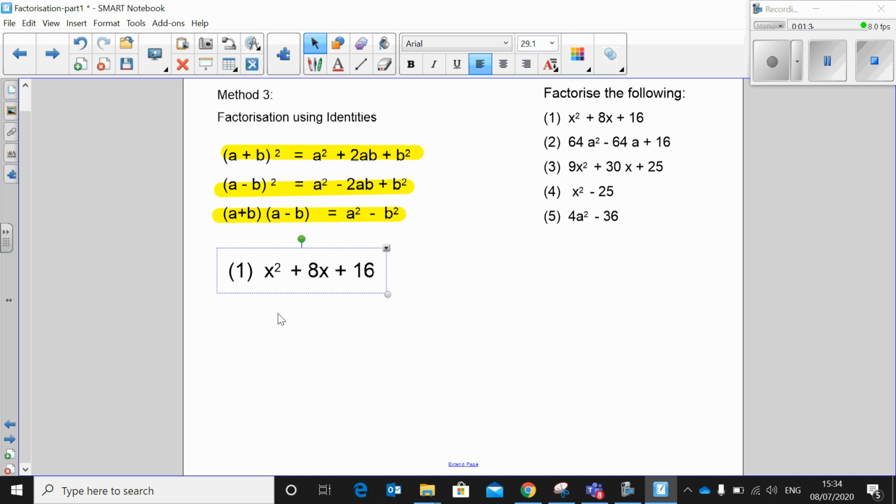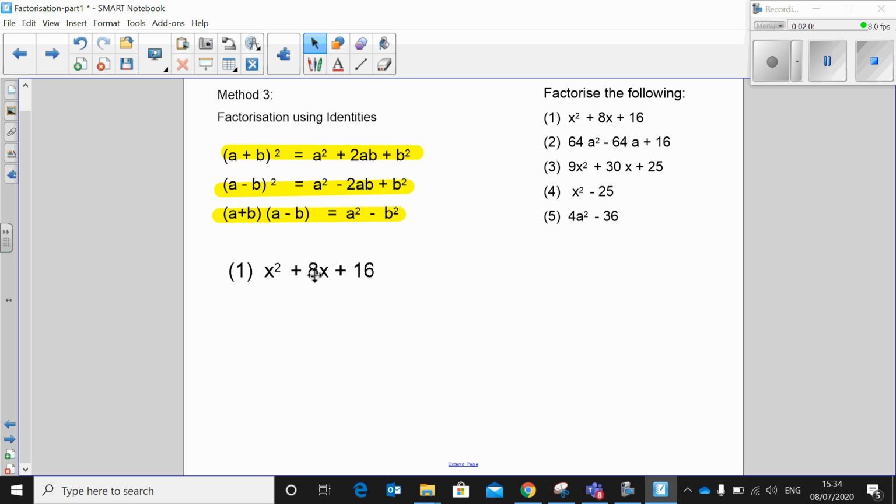Now let us think about the first one. Is there any common factor? Can I use the common factor method? No. x square plus 8x plus 16 doesn't have any common factor in all three terms. Let us try regrouping. For regrouping, we need at least 4 terms, so it is not possible. So then we are moving on to factorization using identity. Let us check whether it is possible to do it with any one of these identities.